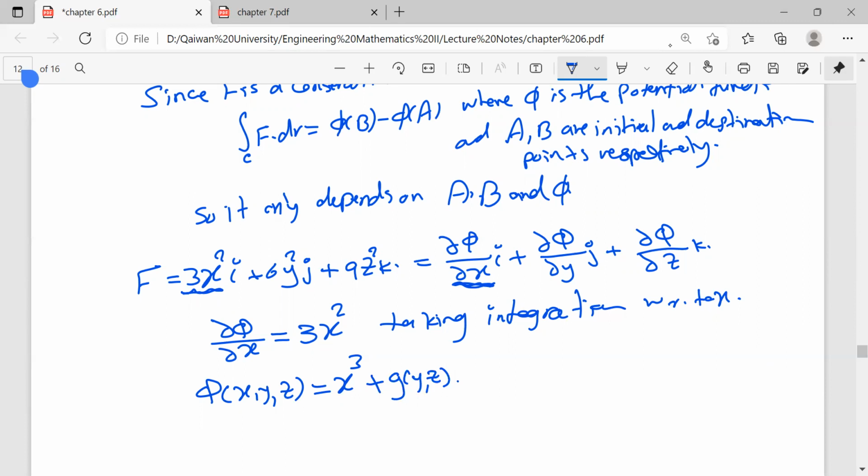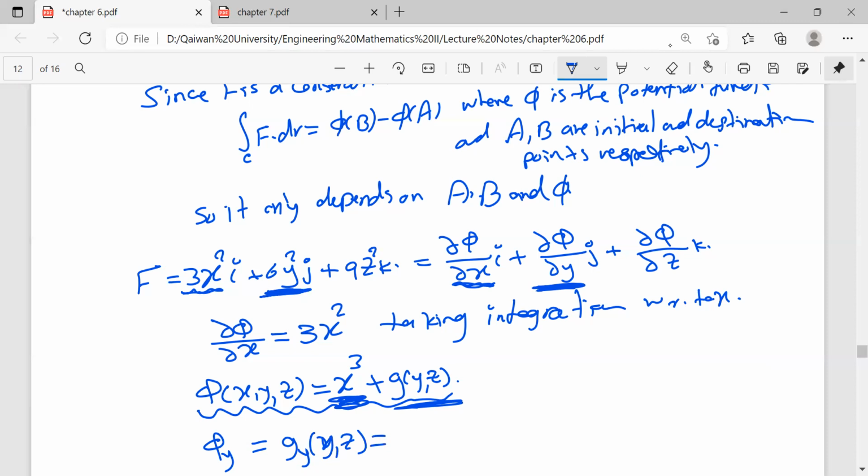I mean, here we say partial phi by partial y equals 6y squared. That means we find the derivative for phi with respect to y and we equal it to 6y squared. We say phi sub y equals to what? This becomes 0. This becomes g sub y of y z equals 6y squared.